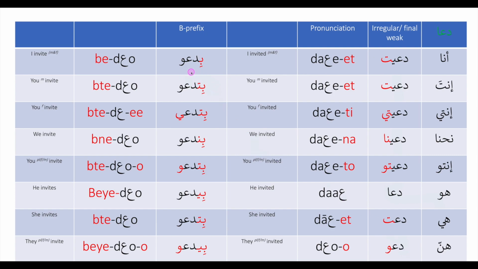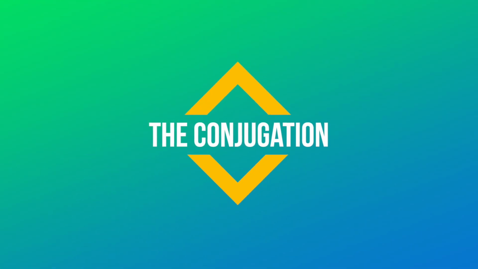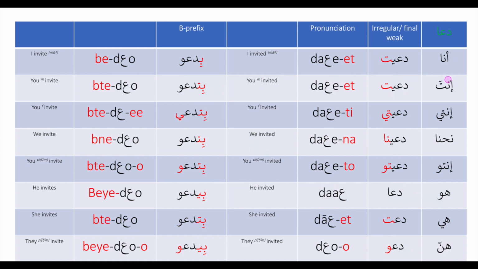On the other hand, with the present tense, the R, you replace it here with an U. Why? Because this is a final weak verb, an U root final weak verb, meaning the R gets replaced with an U or a wow. أنا بدعو, أنت بتدعو, أنتي بتدعي, نحن بندعو, أنتو بتدعو, هو بيدعو, هي بتدعو, هن بيدعو.